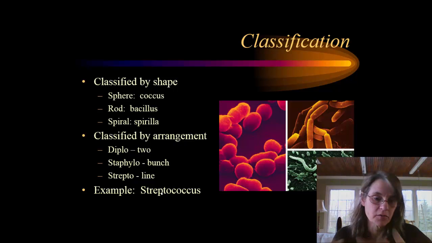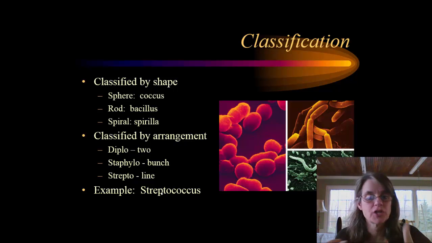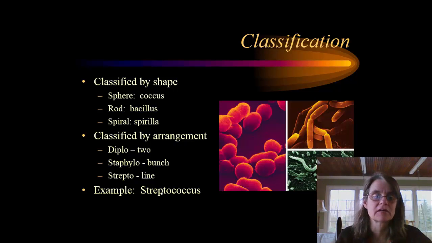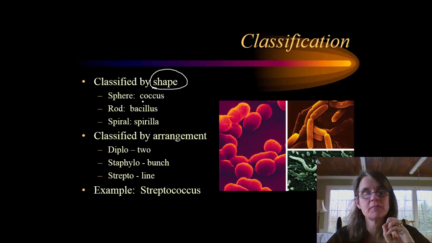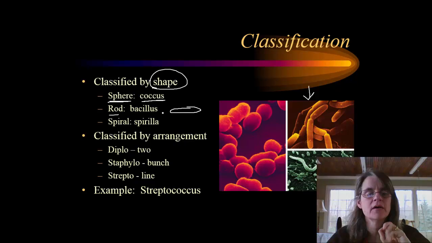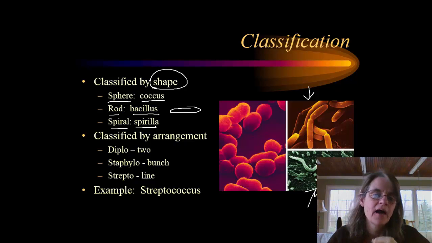Bacteria historically have been classified by how they are shaped. There are many other characteristics that go into it now, but some of the common language is centered around shape, and how they are arranged. So, language terms associated with shape. If a bacteria is shaped like a sphere, it is called coccus. If it's shaped like a rod, it's called bacillus. And spiral, like this one over here, it's called spirilla, okay?